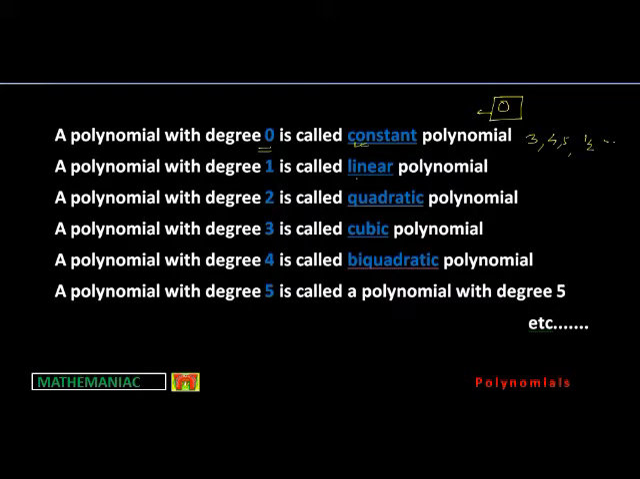Then a polynomial with degree 1 is called a linear polynomial. So a linear polynomial will have degree 1, and its general form will be ax + b. If somebody tells you to consider a linear polynomial, your form is this.